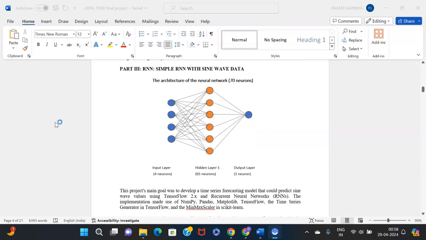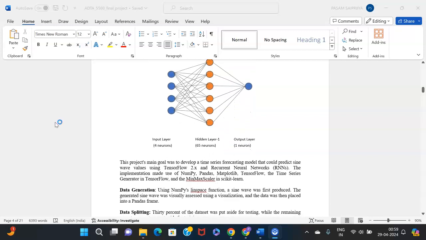Part 3, RNN: simple RNN with sine wave data. This diagram represents the architecture of the neural network, which consists of 70 neurons, including four neurons in the input layer, 65 neurons in hidden layer 1, and the output layer contains one neuron.